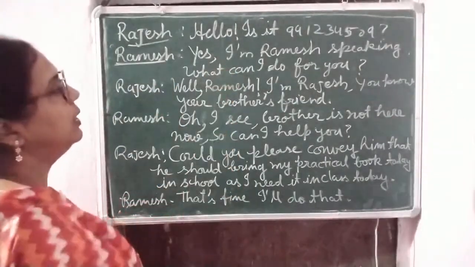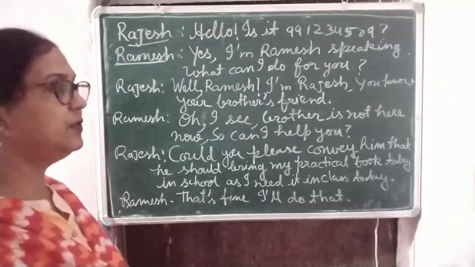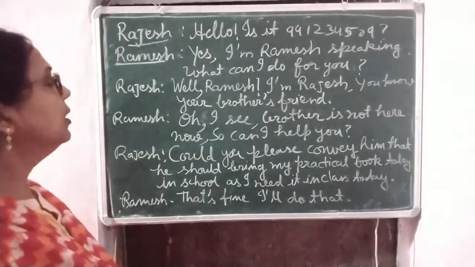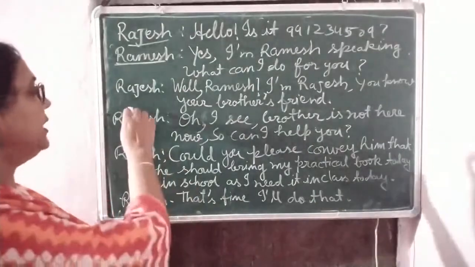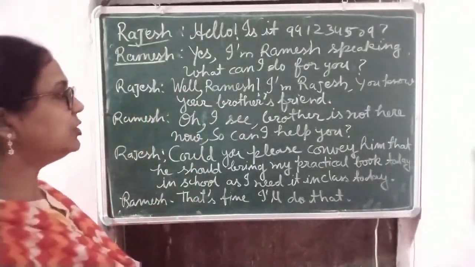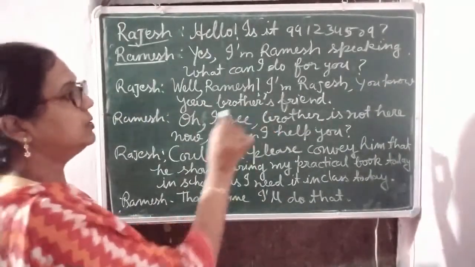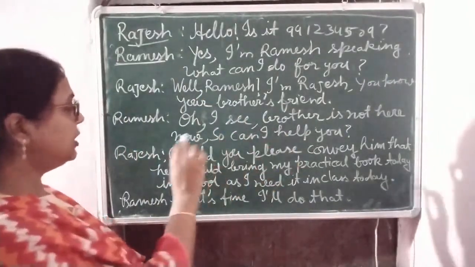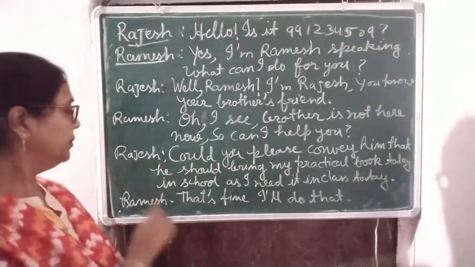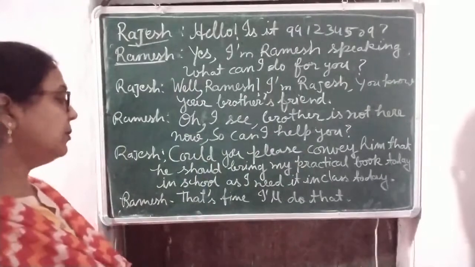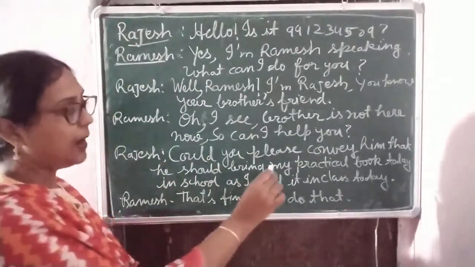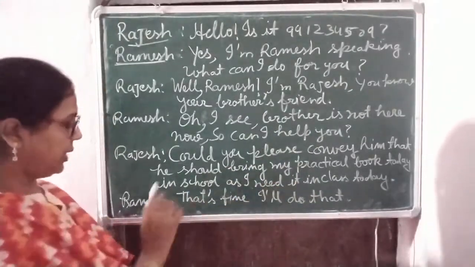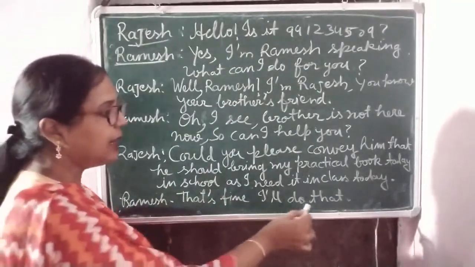Rajesh: Hello, it is 9912345 09. Ramesh: Yes, I am Ramesh speaking. What can I do for you? Rajesh: Well Ramesh, I am Rajesh, your brother's friend. Ramesh: Oh, I see. Brother is not here now, so can I help you? Rajesh: Could you please convey to him that he should bring my practical book today to school, as I need it in class today? Ramesh: That's fine, I'll do that.